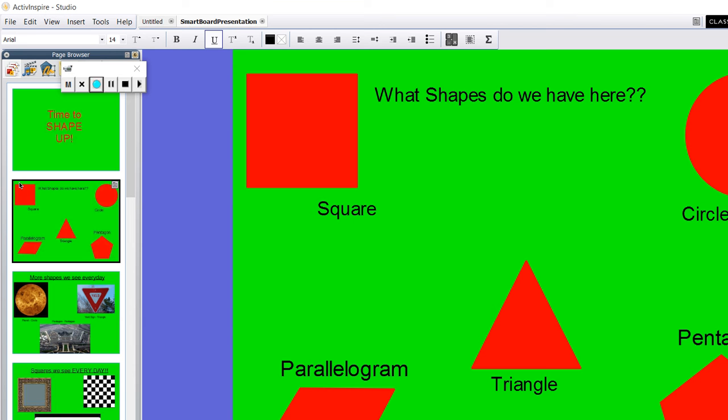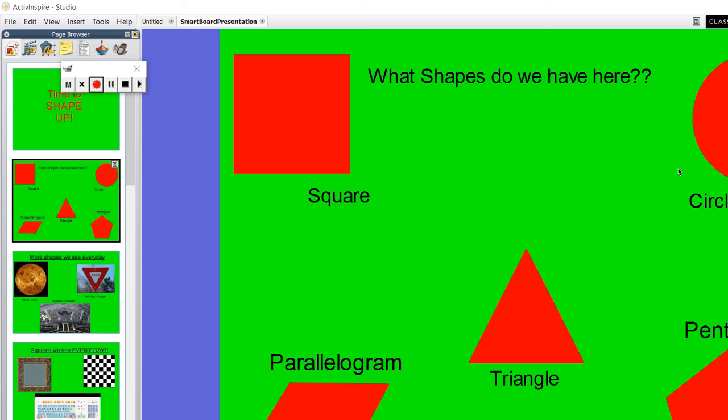So this first slide, what shapes do we have here? Okay, as you can see we have a square, circle, triangle, parallelogram, and a pentagon. These are all basic shapes that we can see each and every day, especially in our classroom. And with our classroom you will get these little packages or kits of shapes, so you can play with these specific given shapes even more.